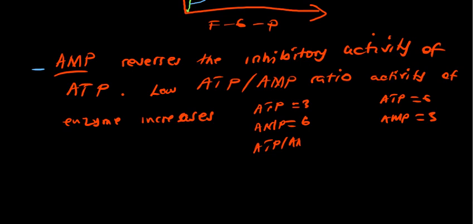What about here? The ratio here will be 6/3. So we have 2. So as you can see, this is half and this is 2 here. So they are saying low ATP AMP ratio increases the activity of the enzyme. So which one has got a low ratio here? This one, where you have a lot of AMP and low ATP. So that's why we say this AMP here is what reverses the inhibitory activity of ATP.